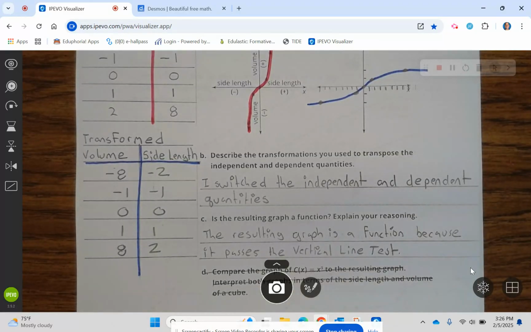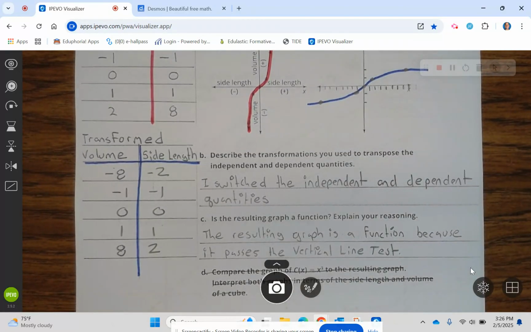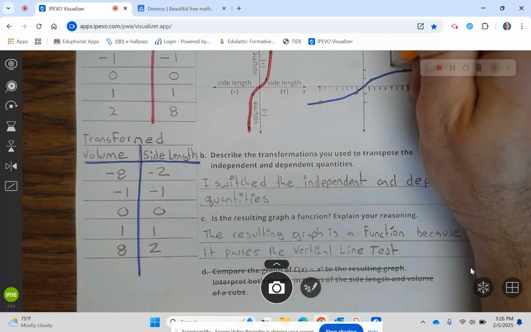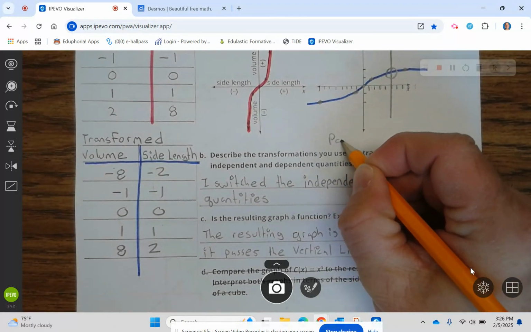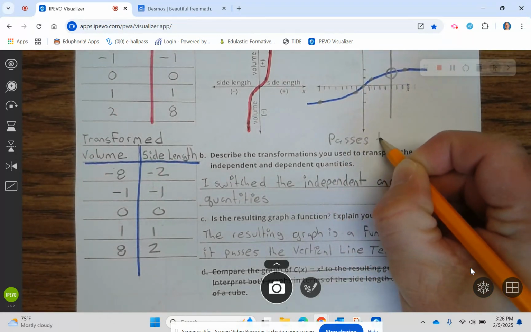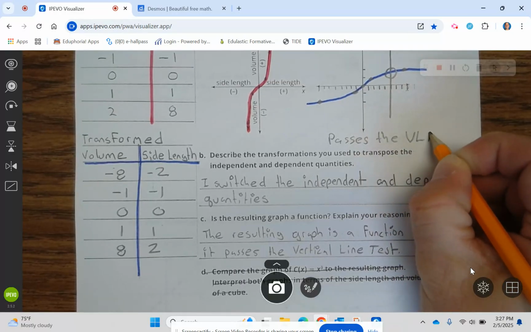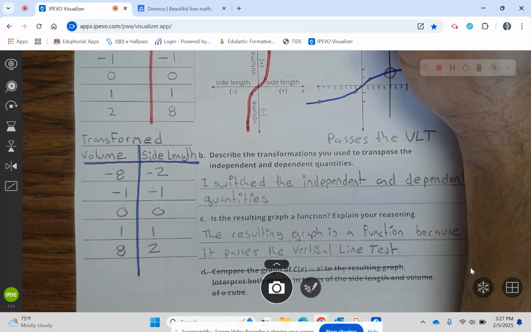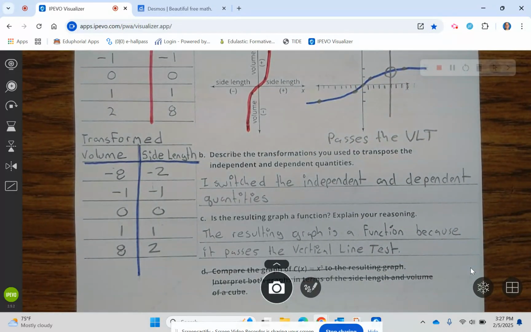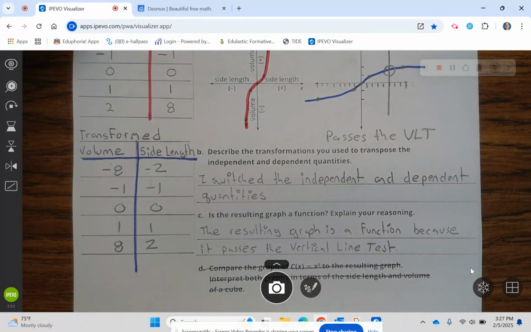B. Describe the transformation used to transpose the independent and dependent quantities. I switch the independent and dependent quantities. C. Is the resulting graph a function? Explain your reasoning. The resulting graph is a function because it passes the vertical line test. So, I draw a vertical line. It crosses only once, so it passes the vertical line test. So this is a function. Okay, go ahead and finish up that page, mark out D, and let's take a look at the next page.